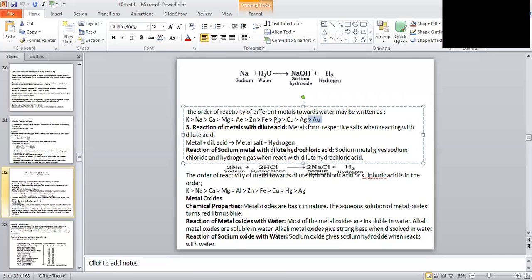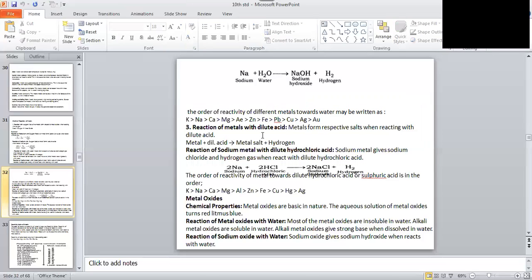Potassium is most reactive, then sodium, calcium, magnesium. Here it is As, that is arsenic, then silver, iron, lead, copper, silver, and gold. So this is the order of reactivity of different metals with water molecule.